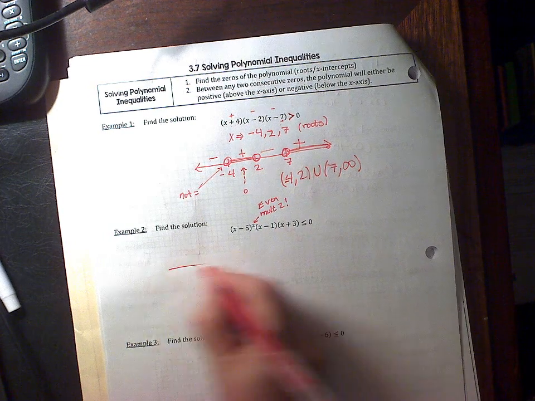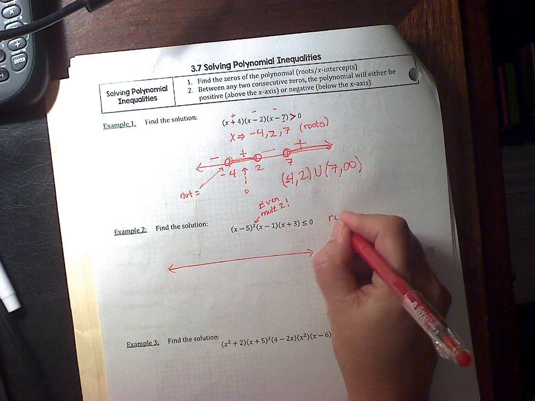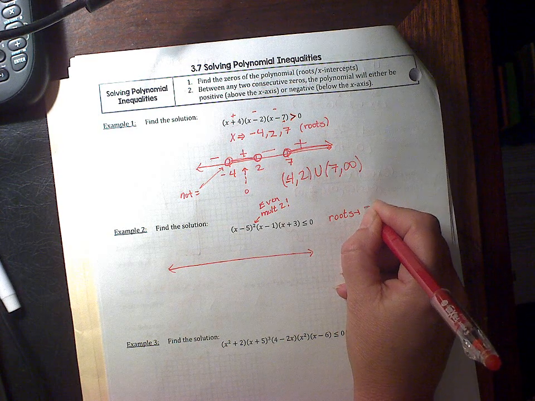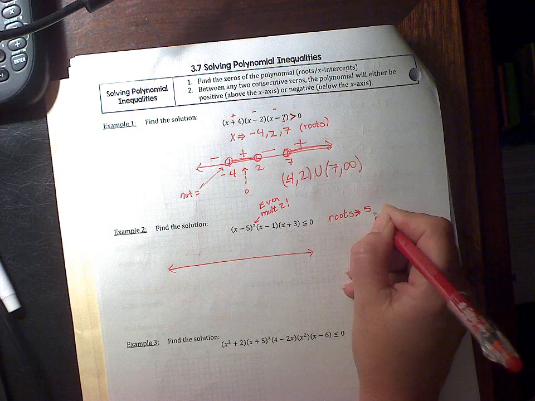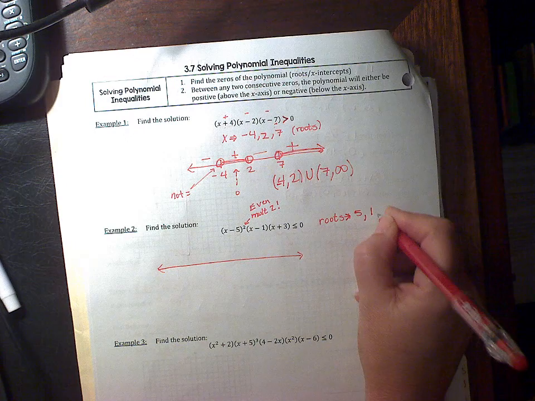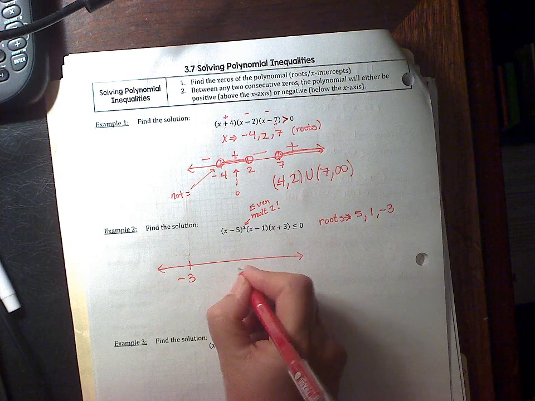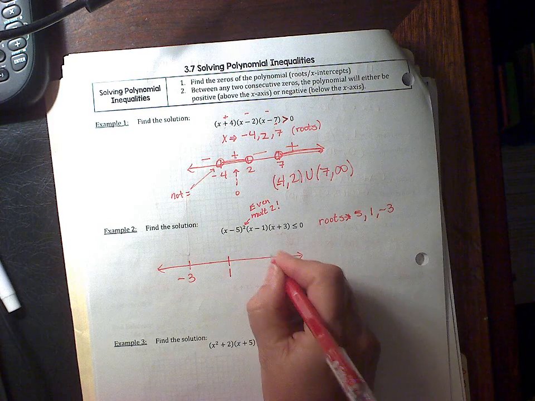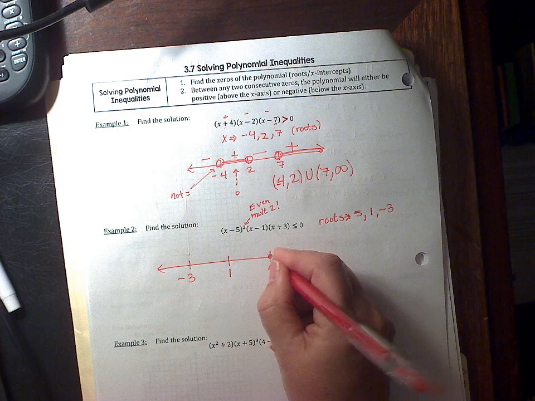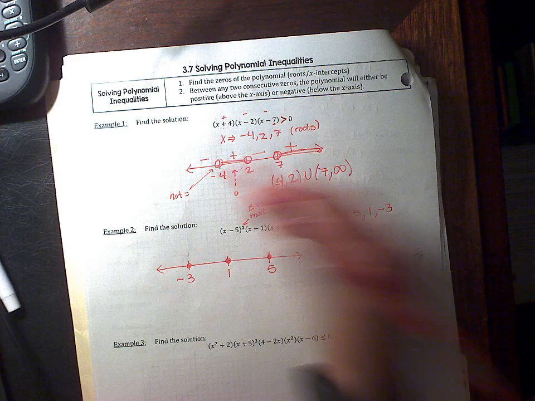If I put these roots on a number line, what are my roots? My roots are +5, which occurs twice, +1, and -3. Make sure they're in order. Everything's going to mess up if you don't put them on in the right order on the number line. This time this is equal to, so I'm going to make these solid dots. This was not equal to, so they were open.